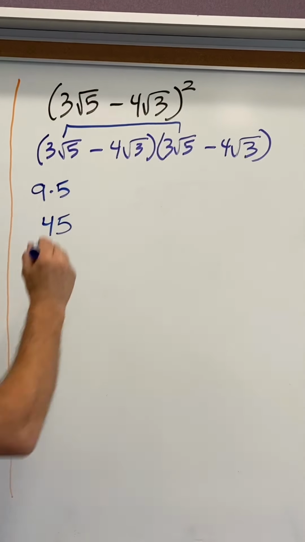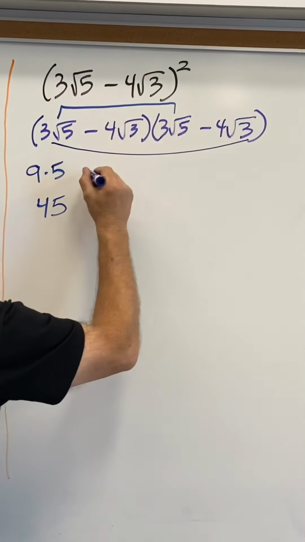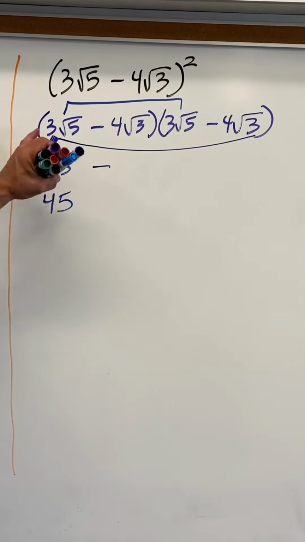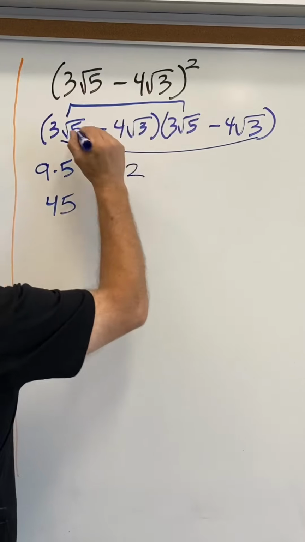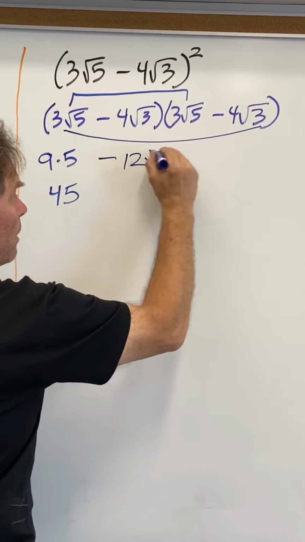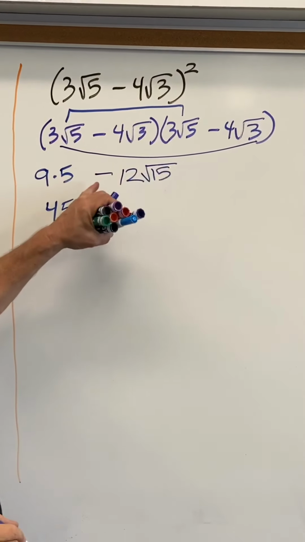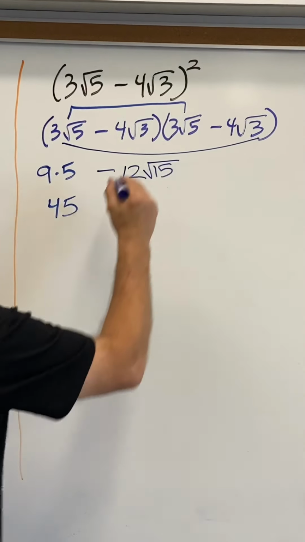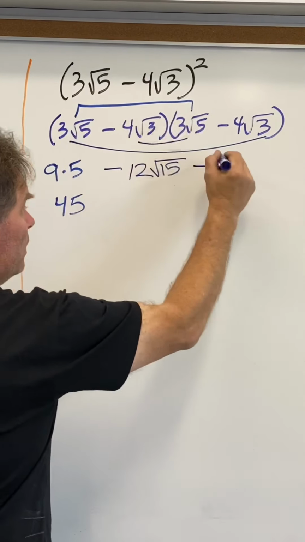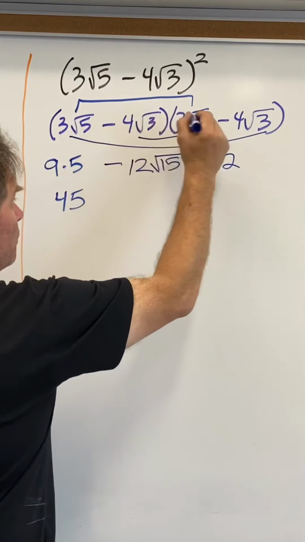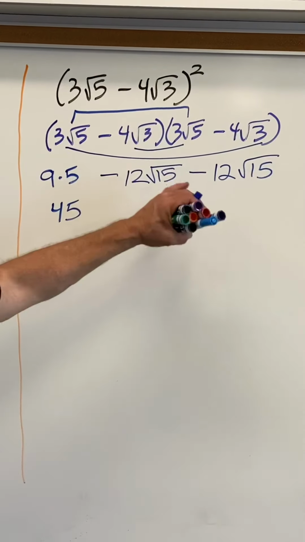Okay, down here, look what's on this. First of all, positive times negative is going to be negative. On the outside, 3 times 4 is 12 on the outside. Square root 5 times square root 3 is square root 15 on the inside. So 3 root 5 times negative 4 root 3 is minus 12 root 15. Same idea here. Look, negative times positive is negative. 4 times 3 is 12 on the outside. Root 3 times root 5 is root 15 on the inside. It's also minus 12 root 15.